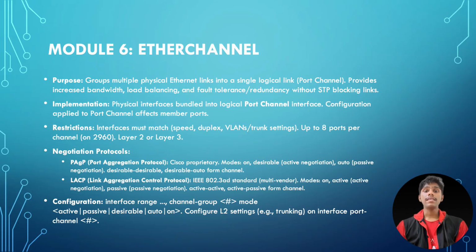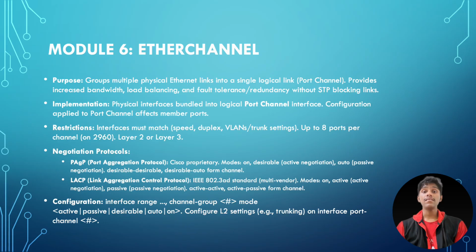So module 6 introduces EtherChannel, a way to improve links between switches or between switches and servers. The purpose is simple: take multiple physical Ethernet links and bundle them together into one logical port channel. What are its benefits? The first, more bandwidth. If you bundle two 1 Gbps links, you get a logical 2 Gbps link. The second, redundancy. If one physical link in the bundle fails, the traffic automatically uses the remaining links. And the third is load balancing. The traffic can be distributed across the physical links.